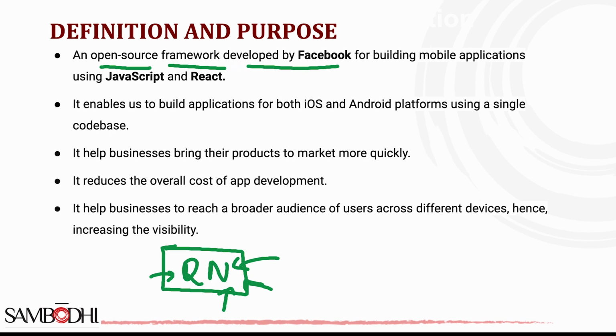It was developed by Facebook for building mobile applications using JavaScript and React. Its main purpose is to enable developers to create cross-platform mobile apps. Cross-platform means applications that can run on both iOS and Android platforms and use a single code base. In the case of React Native, it is JavaScript. Why JavaScript? Because the whole React Native is based on the React library, and the React library uses JavaScript.